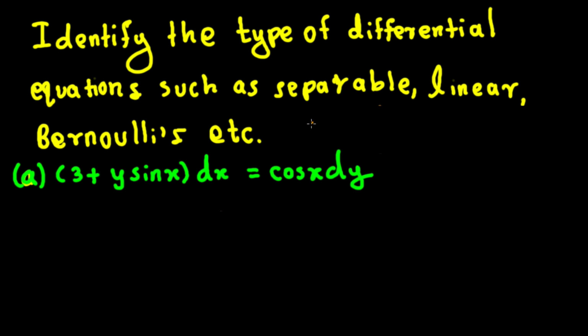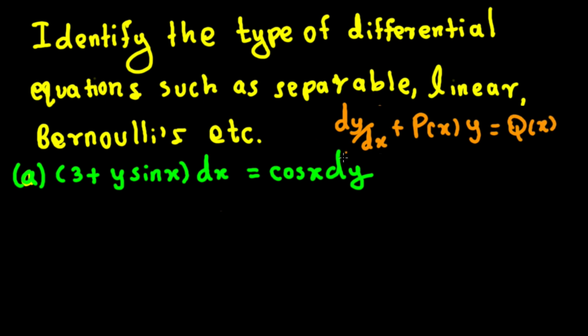So first of all, you have to know the linear pattern. For a linear differential equation, the pattern will look like this: dy/dx plus a function of x, p(x), multiplied by y, equal to another function of x, q(x), or something. You can name anything you want. Now let's see whether we can bring this one into this pattern. Here we have dy, and we have to bring dy/dx. So we bring this dx to this side. In that way we will have 3 + y sin x equal to cos x dy/dx.